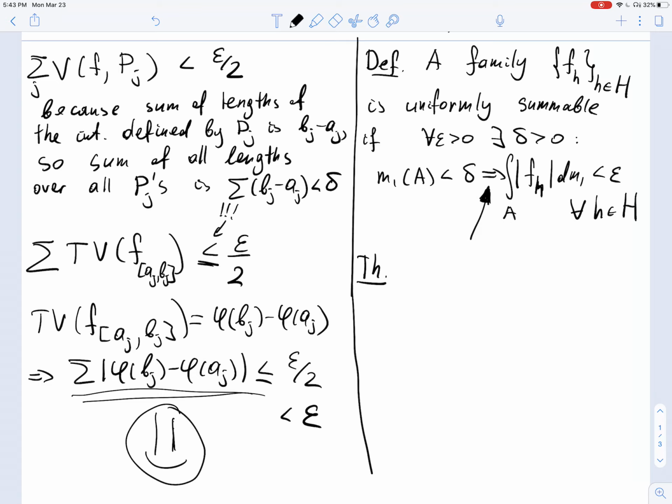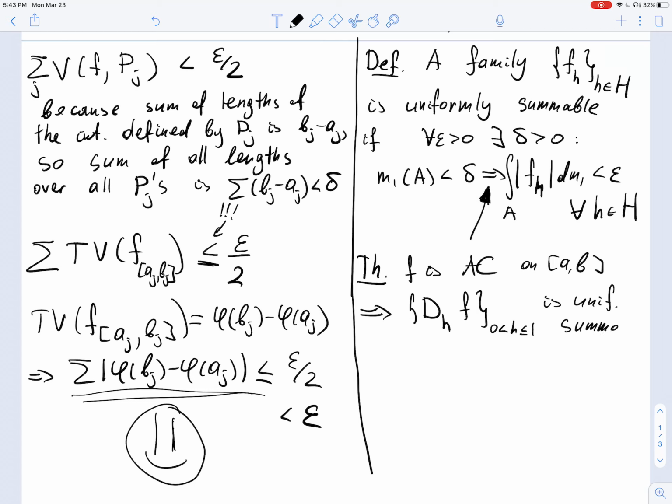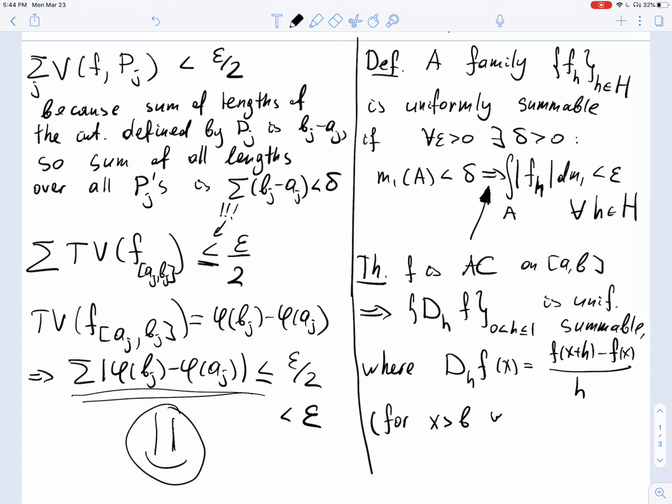Okay, and here's the theorem: f is absolutely continuous on [a,b] implies that the family D sub h of f is uniformly summable, where D_h f, I'll remind, is f of x plus h minus f of x divided by h, with the usual convention that for x bigger than b, we define f of x to be equal to f of b.